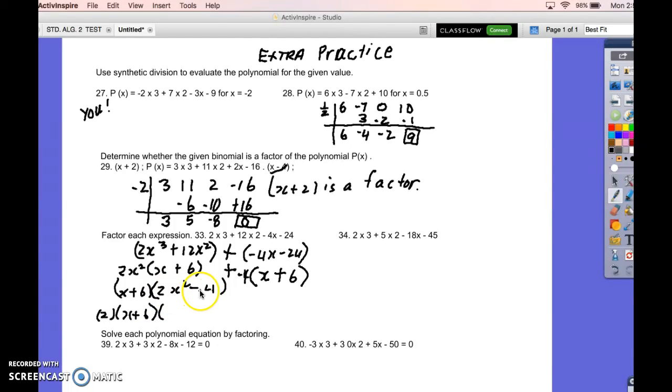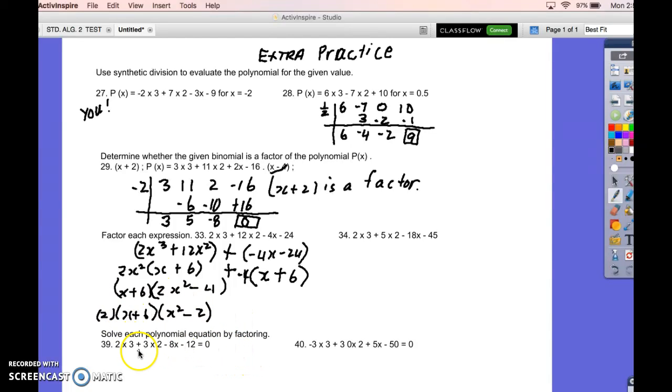Then, having taken out the greatest common factor of 2 from here and here and put it over here, we're left with x squared minus 2. So the three factors would be 2, x plus 6, and x squared minus 2. There's a special way of factoring this, but I haven't taught you that yet, so I won't touch it.